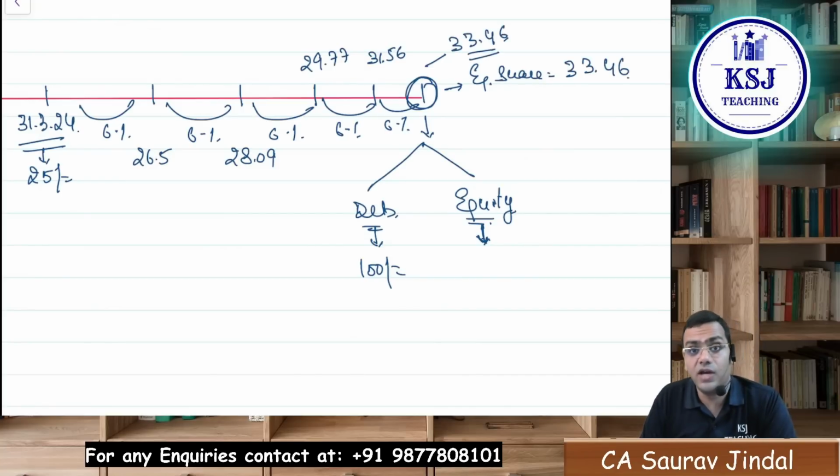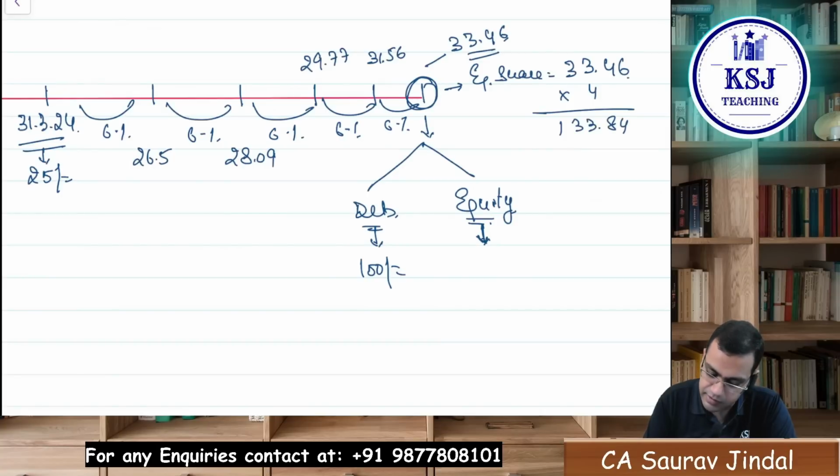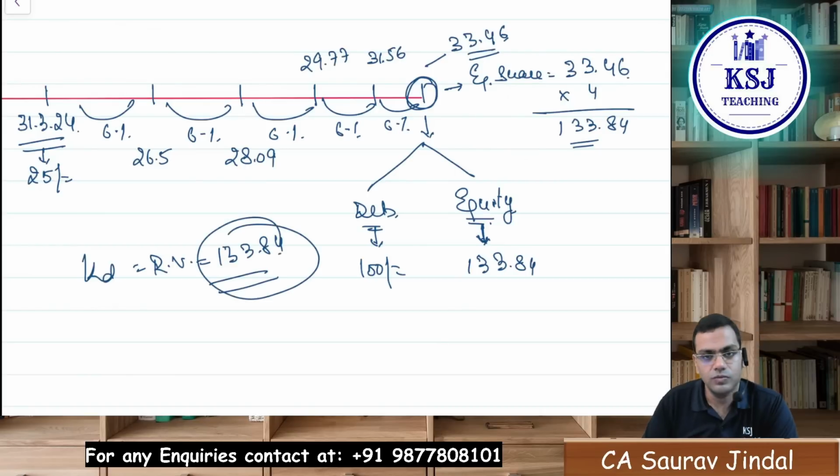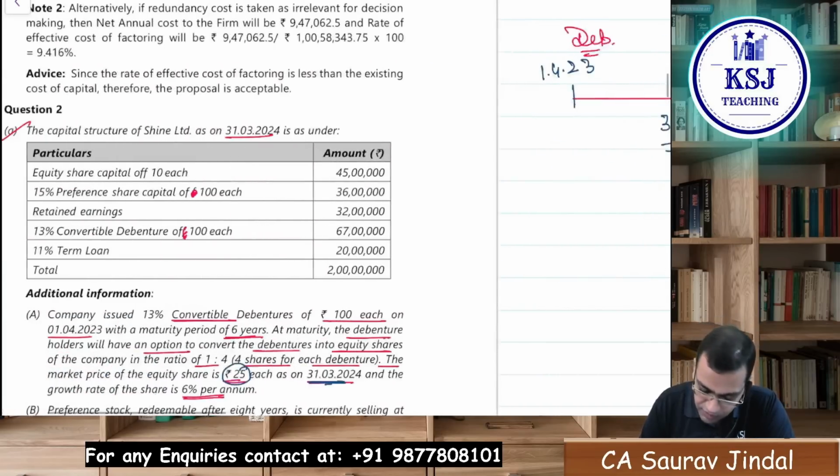Now he says for every one debenture 4 shares will be given. So multiplied by 4, what will be the total value? 133.84. So when you calculate KD, the redemption value that you will take is 133.84, the higher of the two. Simple, right? Rest of the question is easy, sir.